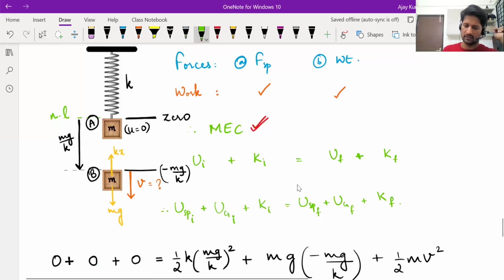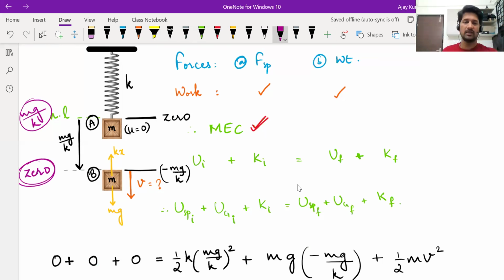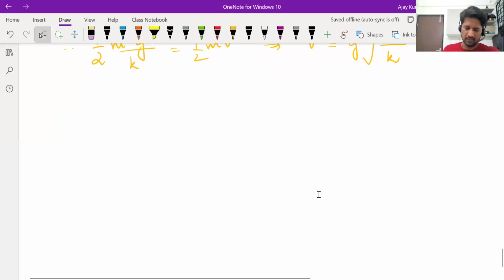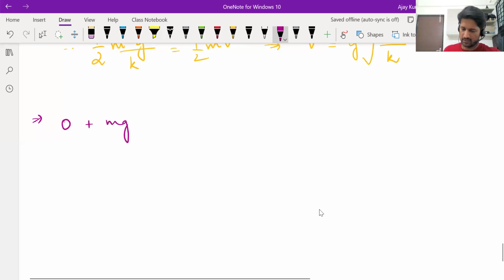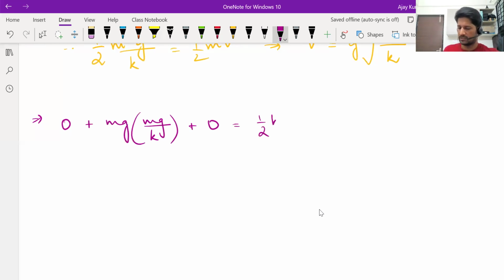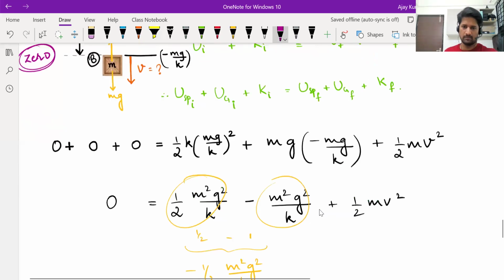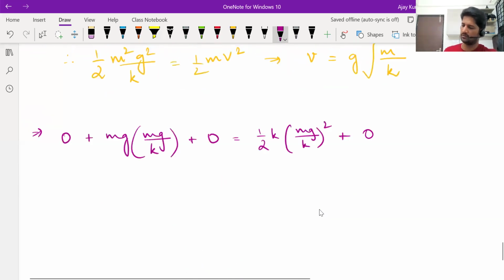Now we solved this by taking the initial height as 0 level and final as minus mg by k. As I said, you could have taken final level 0, initial level as plus mg by k also. It would not make any difference to the equation. In that case, how will you write? Initial spring energy is 0, gravitational potential energy: initial height, if you take mg by k and final 0, then initial gravitational potential energy becomes mgh. Kinetic energy is 0. Finally, spring stores potential energy half k x square. Finally, the block came to 0 gravitational energy level. So right hand side gravitational potential energy 0. Kinetic energy half mv square. Solve it, you will get the same answer, g root m by k.